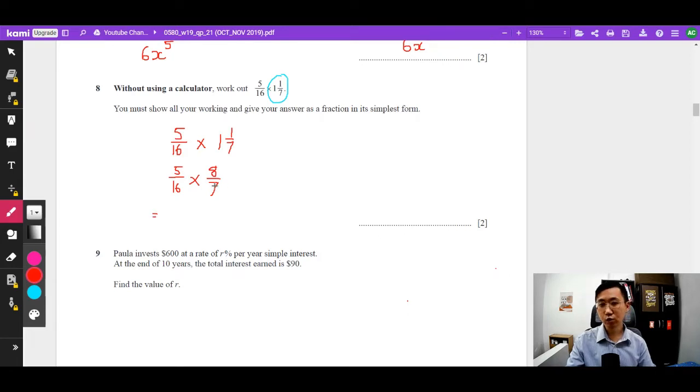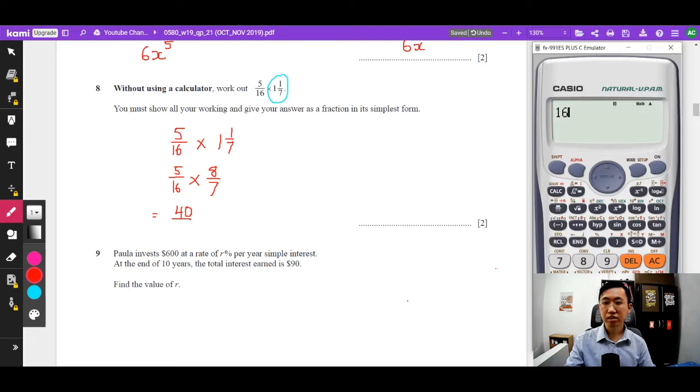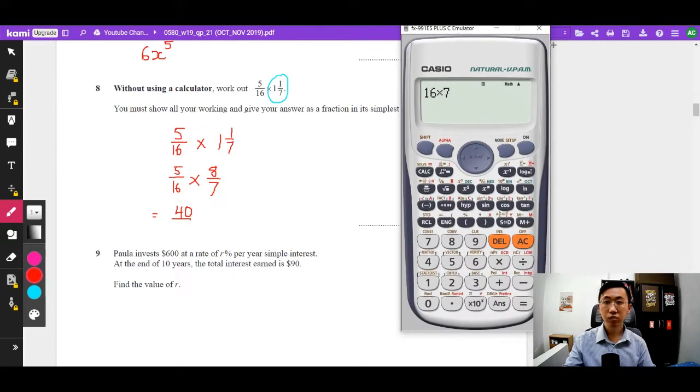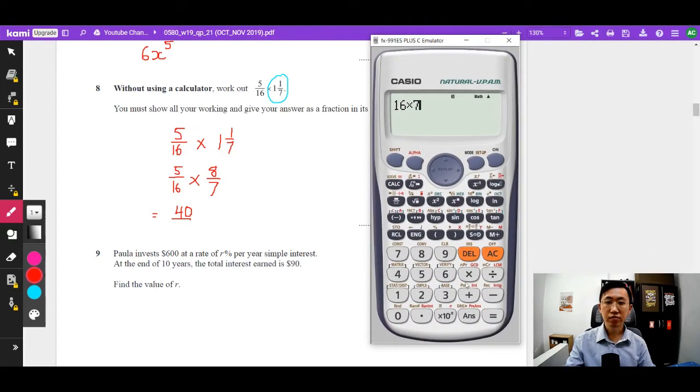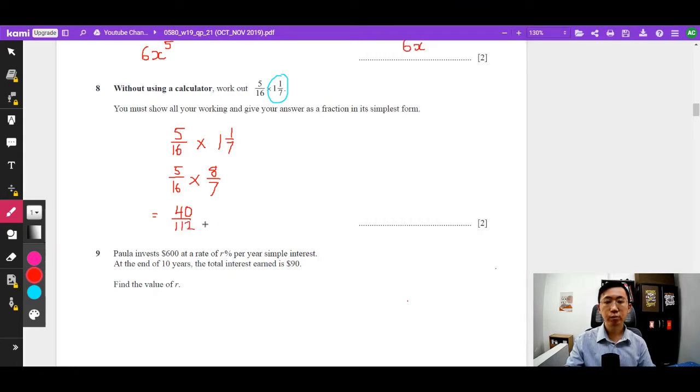And I usually will just use the calculator, do top times top. 5 times 8, that will be 40. And then you use the calculator, 16 times 7. So let's do that. 16 times 7. Okay, so let me bring the calculator over here. 16 times 7, what is this? 112. Okay, so we write 112 at the bottom.